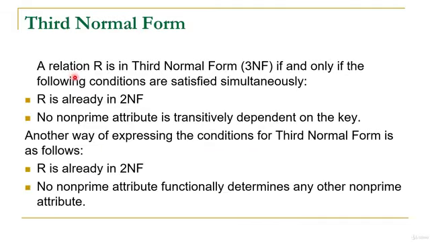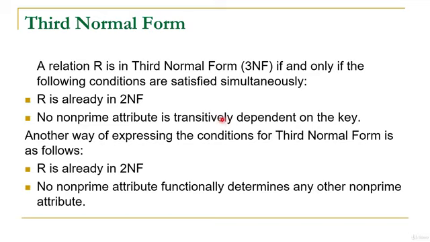The definition of third normal form states that a relation is in third normal form if and only if it satisfies the following two conditions. The first condition is that the relation should be in second normal form, and the second condition is that no non-prime attribute is transitively dependent on the primary key. So third normal form talks about two conditions. Here we are discussing a new concept called transitive dependence.